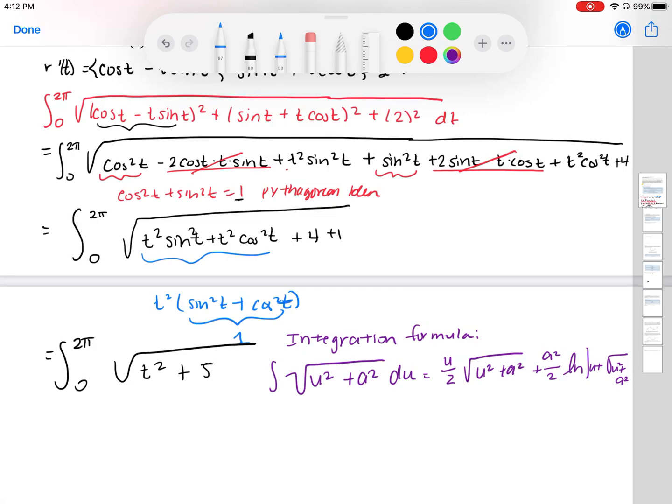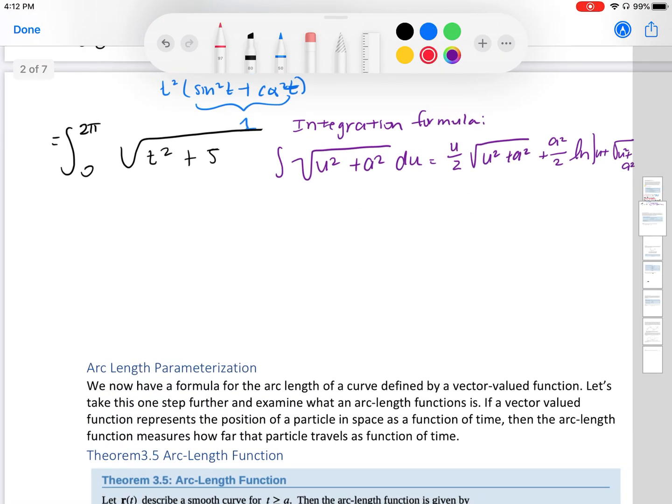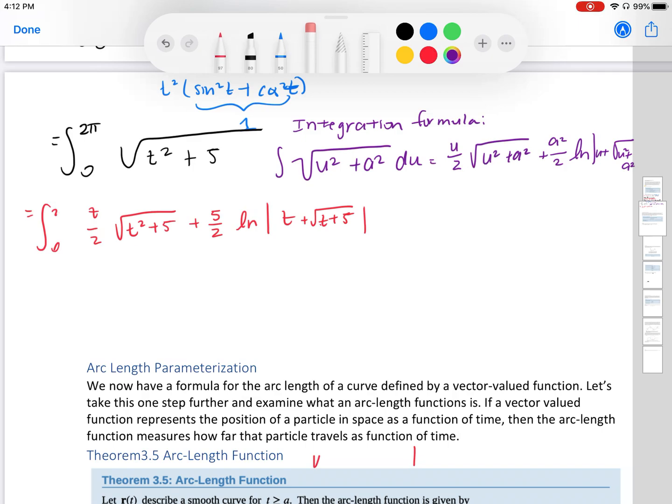So if you apply that to what we have for our situation, we're left with the integral from 2 pi to 0 of t over 2 of the square root of t squared plus 5 over 2 ln of the absolute value of t plus the square root of t squared plus 5. Well, that's our integral, right? So we don't have to write that anymore.